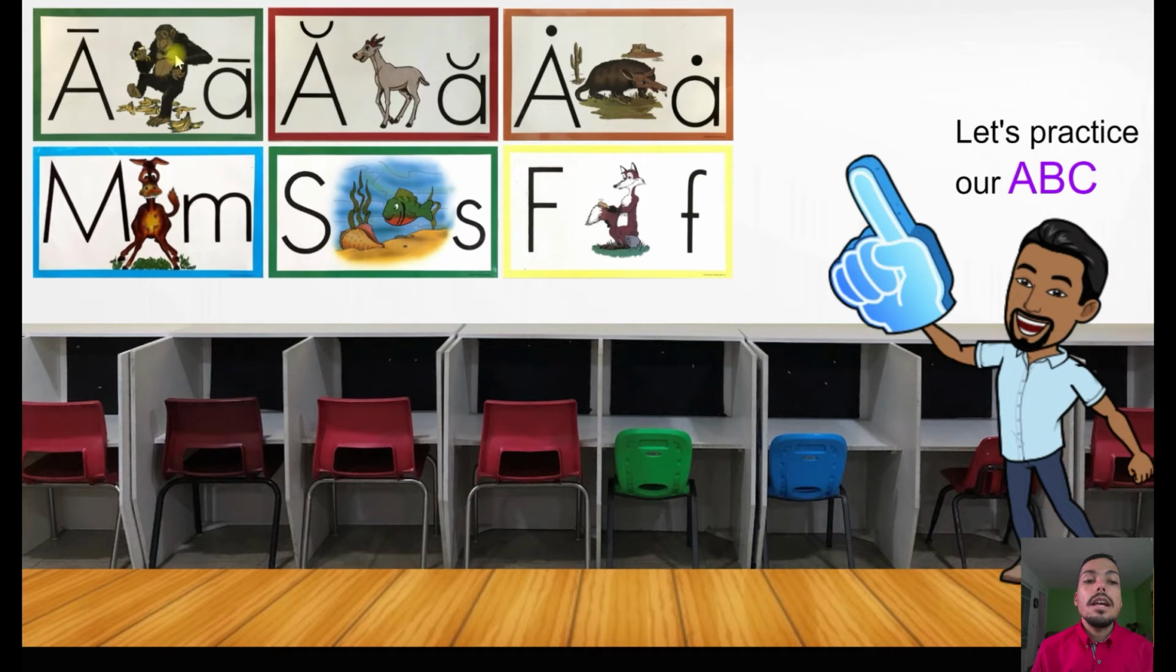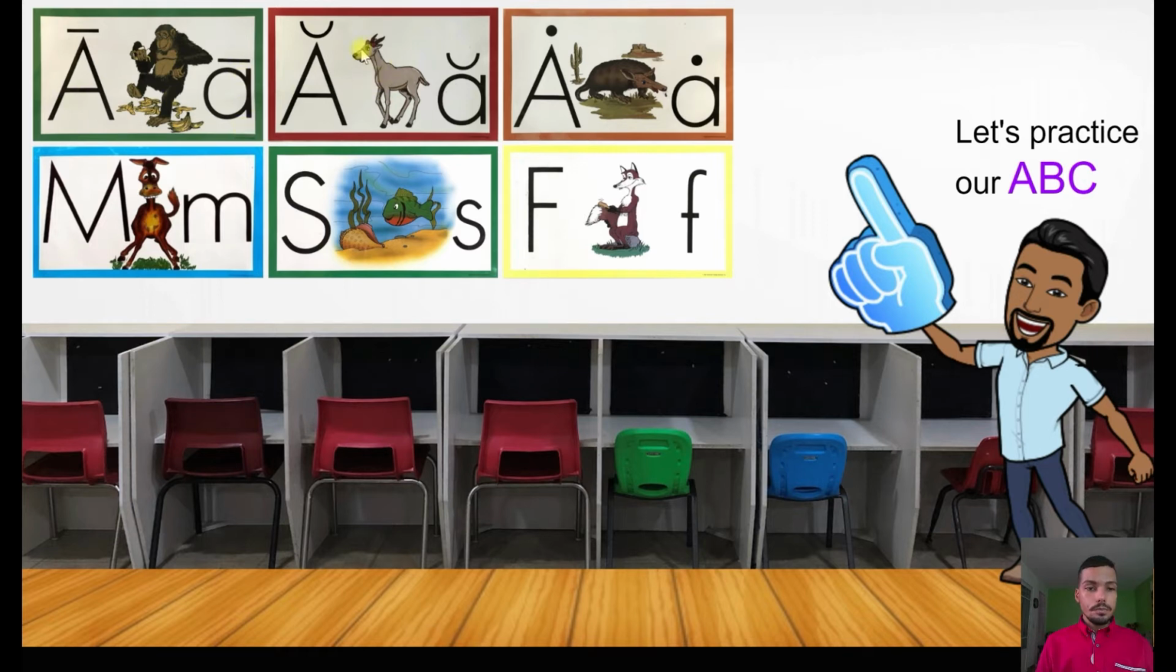Its name is ape. An ape has a letter that sounds A. So when you see the letter A with the line on top, it's going to sound A. Okay, very good.